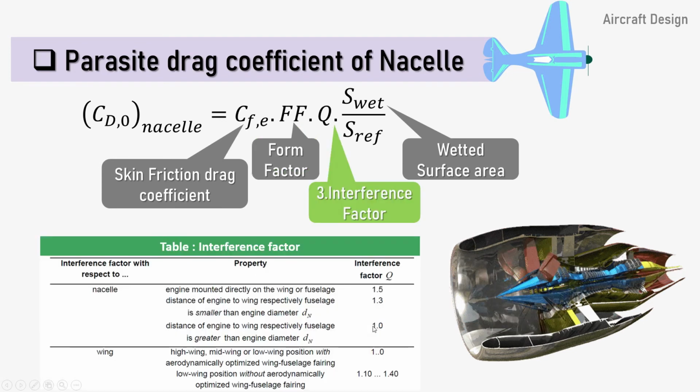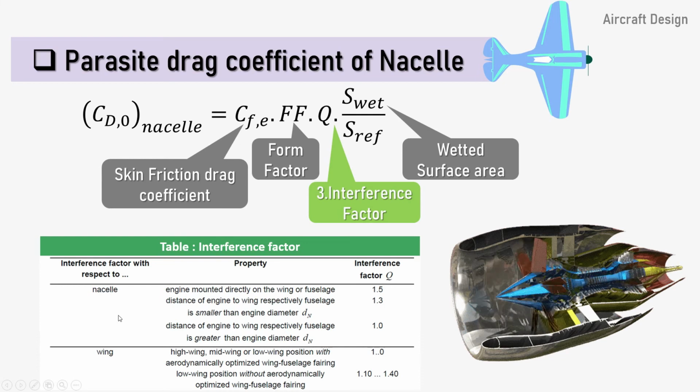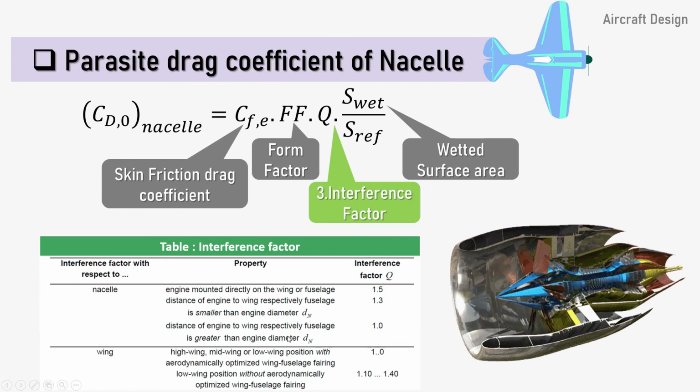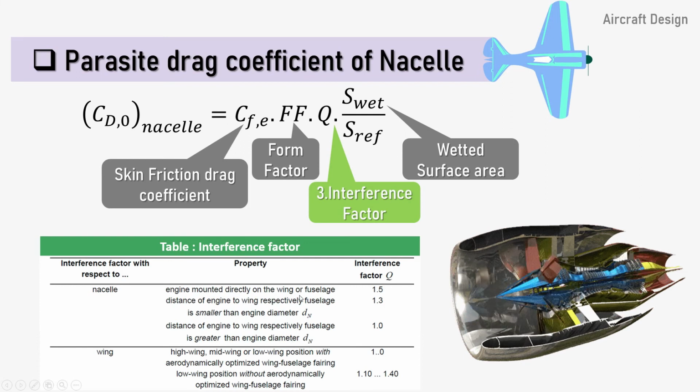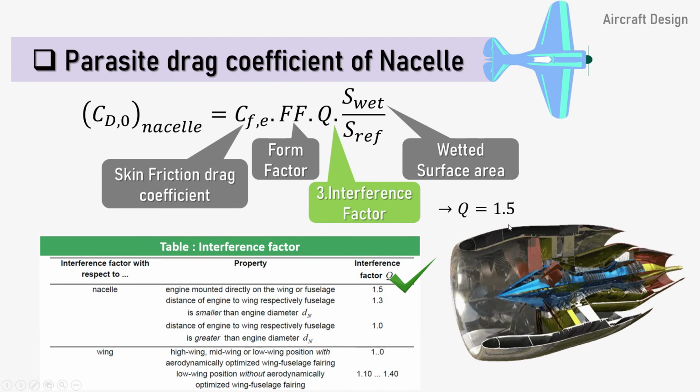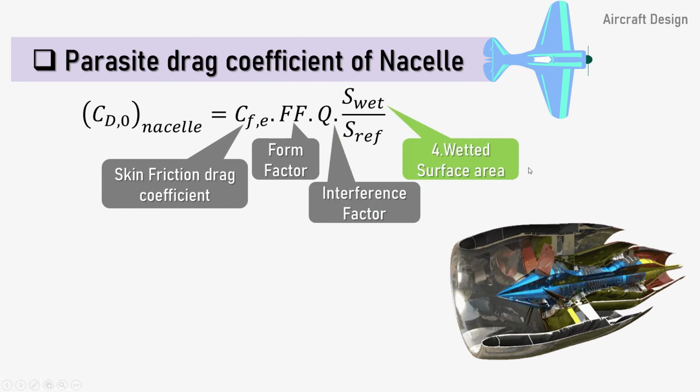Once we find out the form factor, next comes the interference factor Q for the engine. This factor depends on where these engines are mounted, on the fuselage or the empennage, or in which way it is mounted with the components. In my design it is mounted on the wing. So in this case, from the reference I get my Q value around 1.5. So my Q is 1.5.